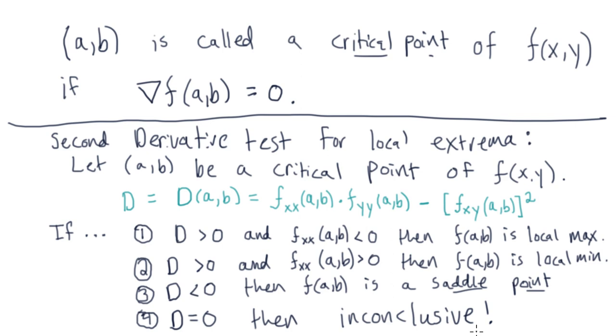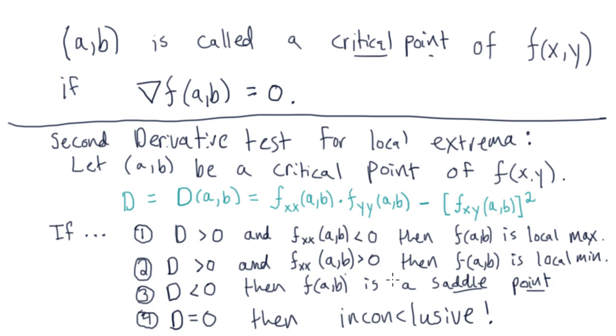So the test doesn't tell us anything. Okay. So again, if D is greater than 0, we just test the second derivative with respect to x, whether or not that's less than 0. This is sort of like concave down. This is like concave up. So local max, local min.